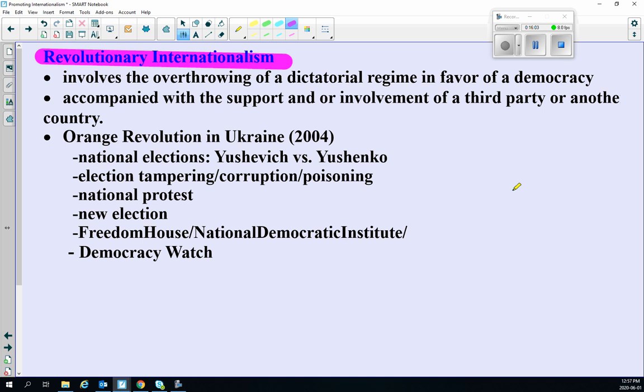But the caveat, the key, is that it can really only happen with the involvement of an outside country, a third party. So you've got that dictator oppressing his population.